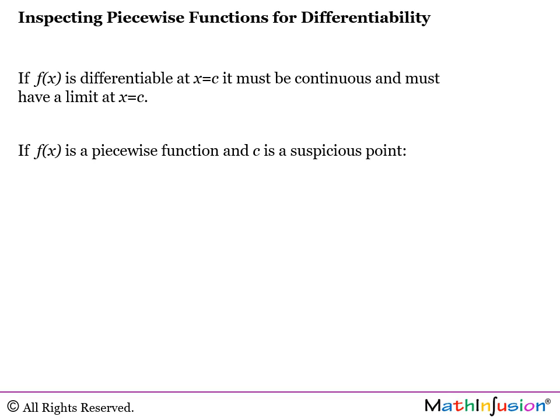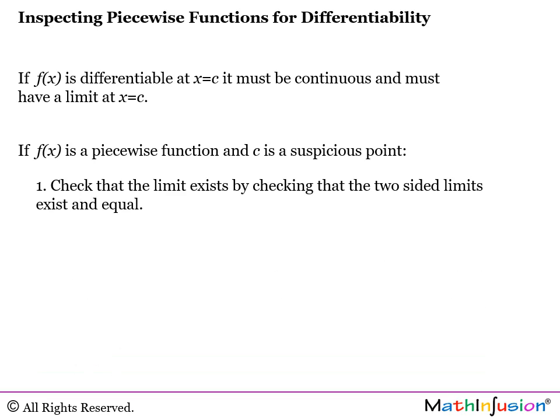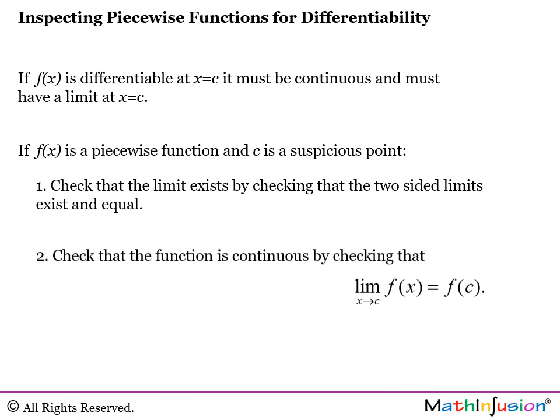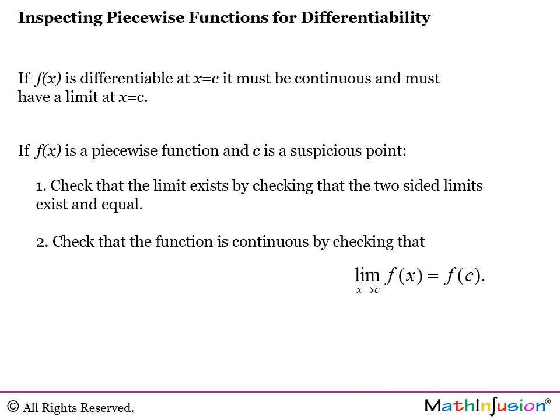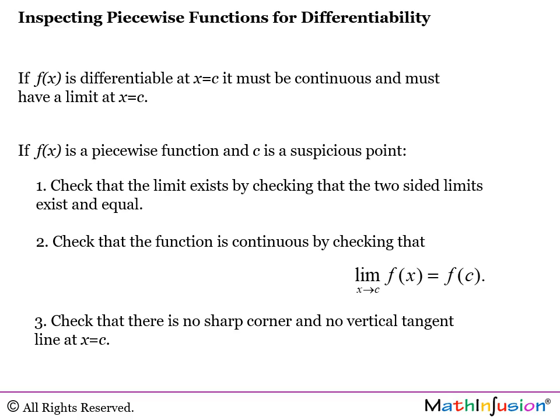It means that if we have a piecewise function and c is a suspicious point, we have to check all the following. 1. We have to check that the limit exists by checking that the two-sided limits exist and are equal. 2. We have to check that the function is continuous. This is done by checking that the limit as x approaches c equals f of c. And in addition to that, we also have to check that there is no sharp corner at x equals c and no vertical tangent line at x equals c.